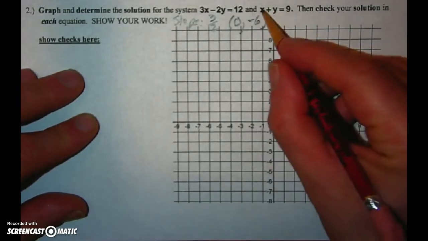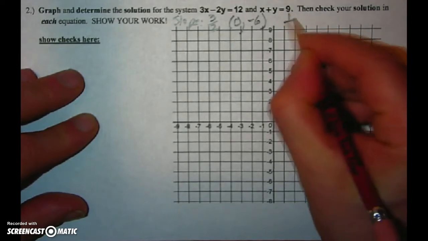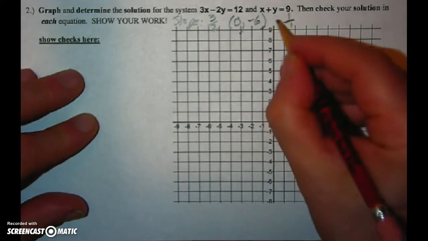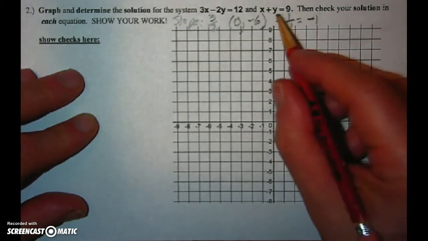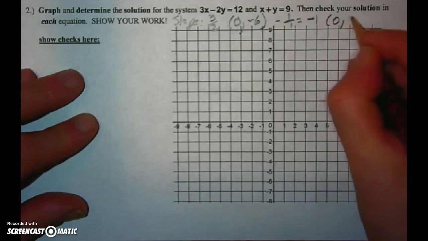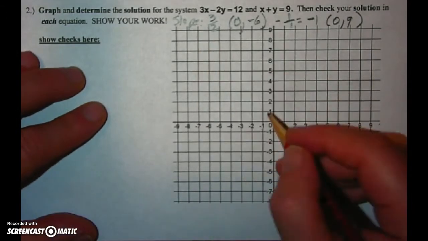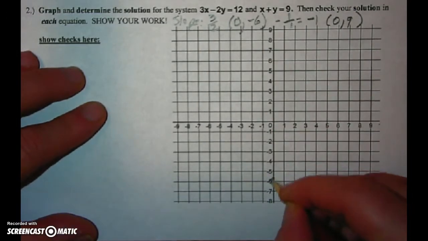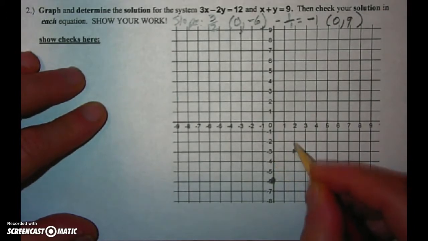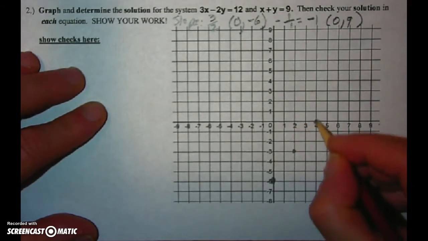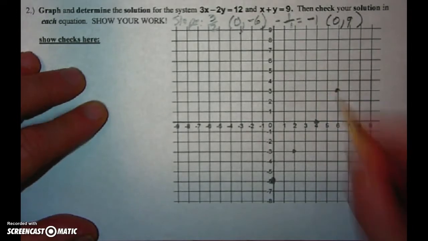Our second line, our A and B are both 1, and we have a plus in between them. So we have to put our negative in. So our slope is -1. And our y-intercept is at 0, 9. Okay, so we got everything we need. Our first slope and our first intercept, we start at -6. And that's telling us to go up 3 over 2, up 3 over 2, up 3 over 2.